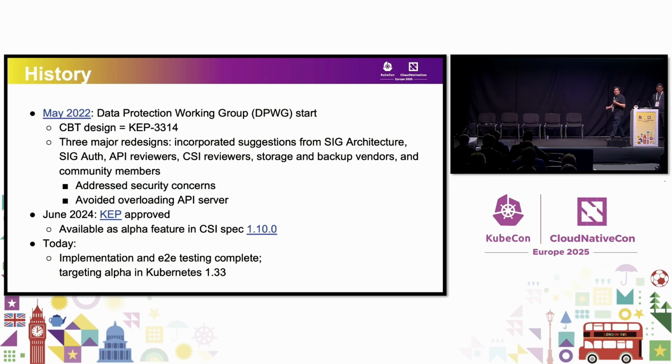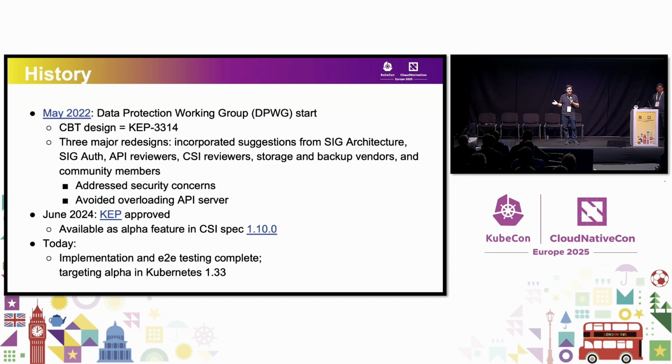So the history is that we started this well over 2 years ago at the Data Protection Working Group. The design has gone through 3 major iterations, and we've had lots of fun defending, improving, going backwards, improving again, and defending over 3 major revisions. And it's taken SIG Storage, SIG Auth, SIG Architecture, the API reviewers, CSI reviewers, storage vendors, backup vendors, and community contributions. It takes a village, quite frankly, to get to this point.